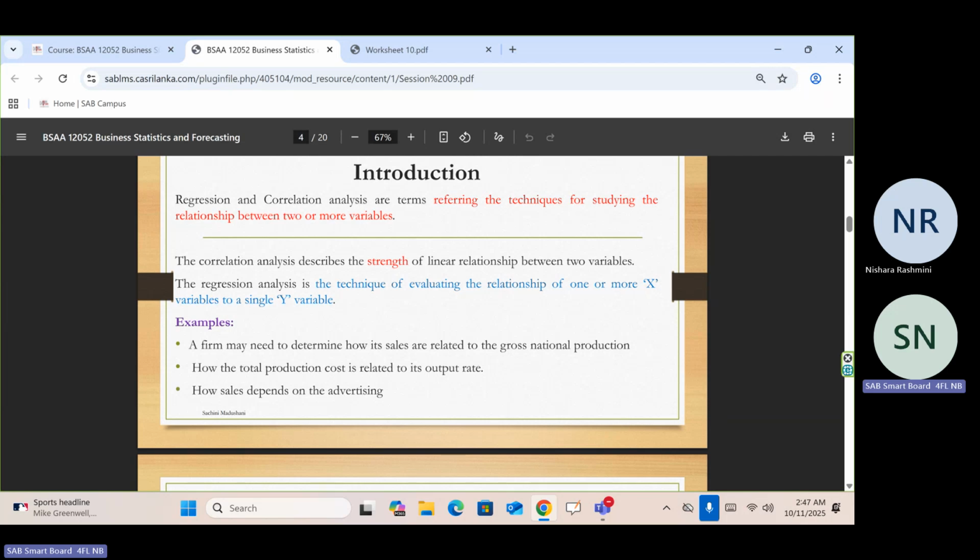Direction is positive or negative. Then we identify the strength of it. Is that negative or inverse relationship a perfect one, or a strong one, or a weak one, or a moderate one? Understood? When we need to do this kind of thing, we use the correlation analysis. Here we identify the direction and the strength.